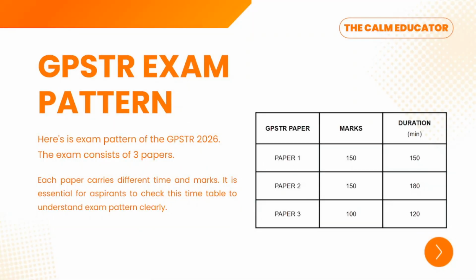GPSTR consists of 3 papers. Paper 1 carries 150 marks, Paper 2 carries 150 marks and Paper 3 carries 100 marks. Each paper tests a different competency: subject knowledge, psychology and language proficiency. You can note down the exam pattern or take a screenshot because understanding the pattern is the first step towards smart preparation.